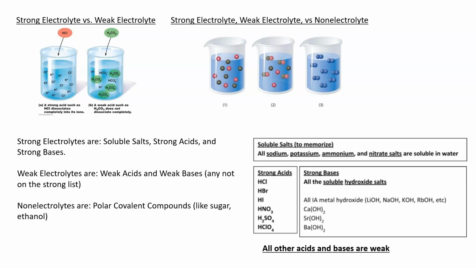HCl, HBr, HI, HNO3, H2SO4, and HClO4. Those are strong acids: hydrochloric acid, hydrobromic acid, hydroiodic acid, nitric acid, sulfuric acid, and perchloric acid. Sorry. And then your strong bases are lithium hydroxide, sodium hydroxide, potassium hydroxide, rubidium hydroxide, cesium hydroxide, all of them that are group 1. And then you've got Ca(OH)2, Sr(OH)2, and Ba(OH)2.